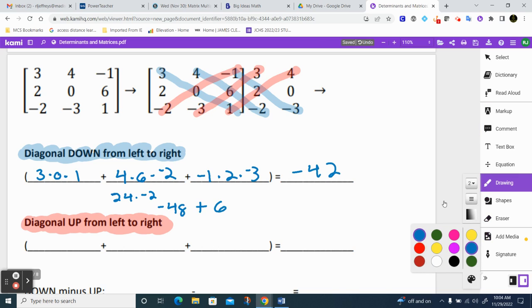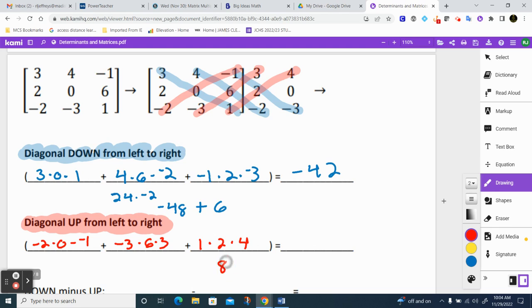So it's kind of the same process, just the other direction. -2 times 0 times -1, -3 times 6 times 3, and then 1 times 2 times 4. Well, this one's easy. This one's 8. This is -54. And -54 plus 8 is -46.